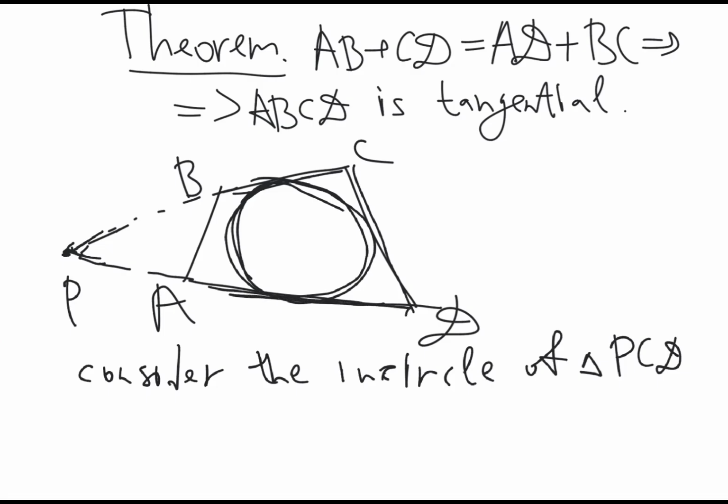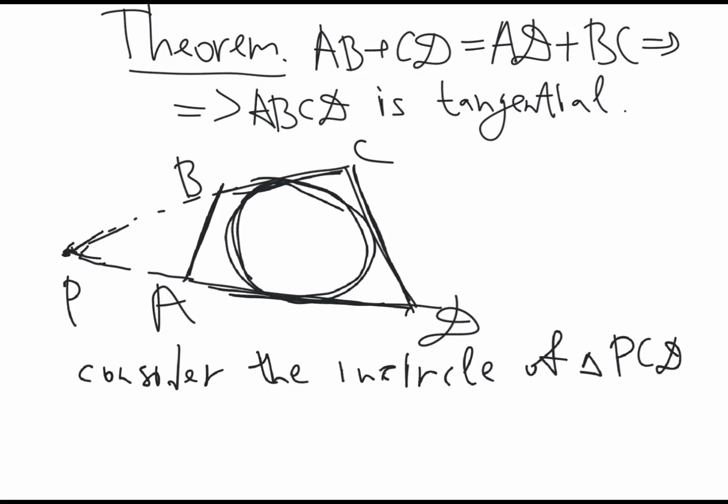We know that any triangle has an incircle. So for any three lines, like these lines BC, CD, and AD, there is a circle that touches all of them. But it might not touch the fourth side, AB, right? So that's not a problem. The point P, we actually don't need it.